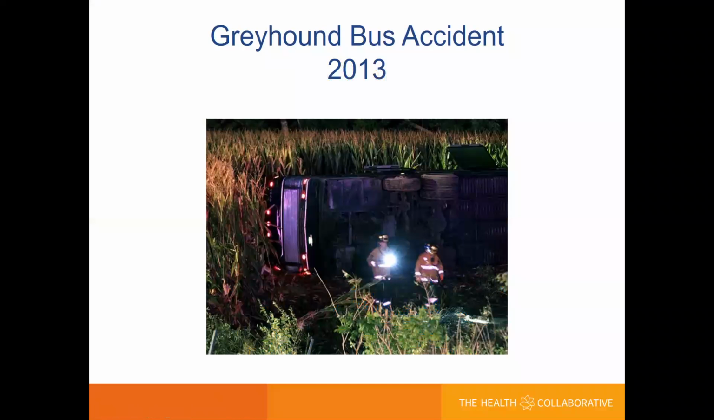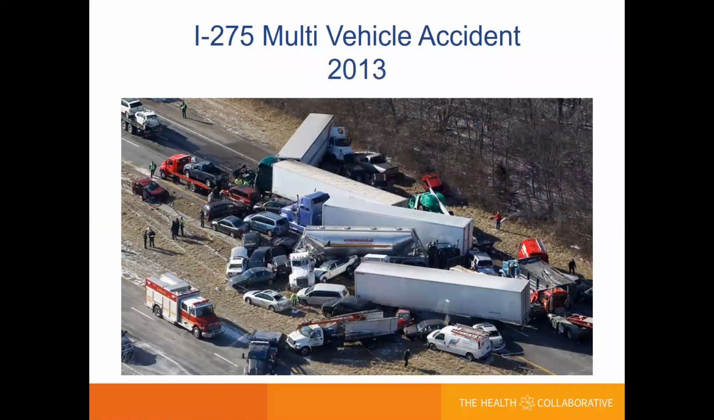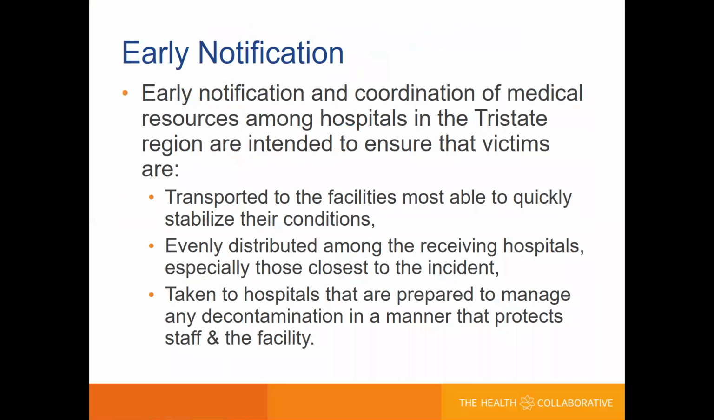Mass casualty incidents can overwhelm EMS and the hospitals. The ability to quickly share information across the region is essential in an MCI incident. The ultimate goal is to save the most lives. Early notification is essential to ensure that victims are transported to the facilities that are most able to quickly stabilize their conditions and evenly distribute patients among the receiving hospitals, and that patients are taken to the hospitals that are prepared to manage any decontamination safely.